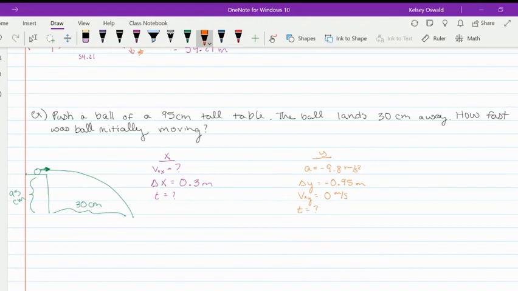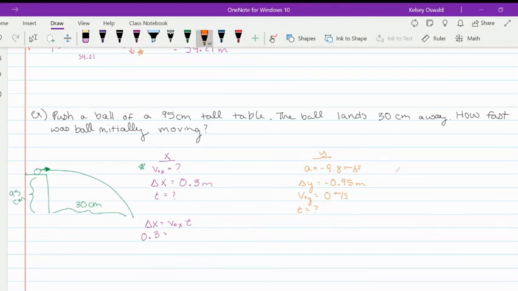Okay, so our end goal is to find our initial x velocity. And to find that, we're going to want to use that range equation: our range, or our horizontal displacement, is equal to our horizontal velocity times time. So we know that horizontal displacement is 0.3, but we don't know either of those variables yet. So before we're able to solve for that horizontal velocity, we need to find how long that ball is in the air for. And we're going to find that time by looking vertically first.